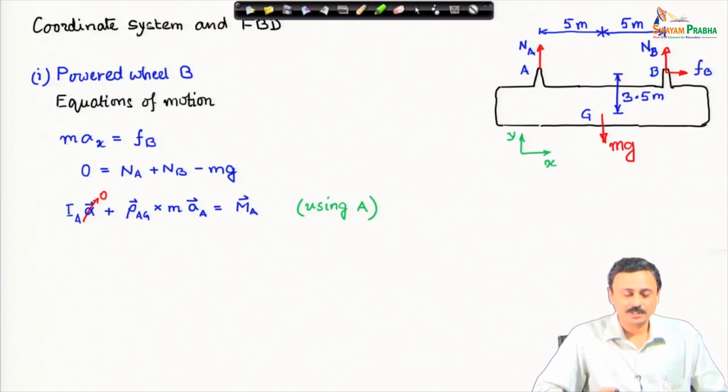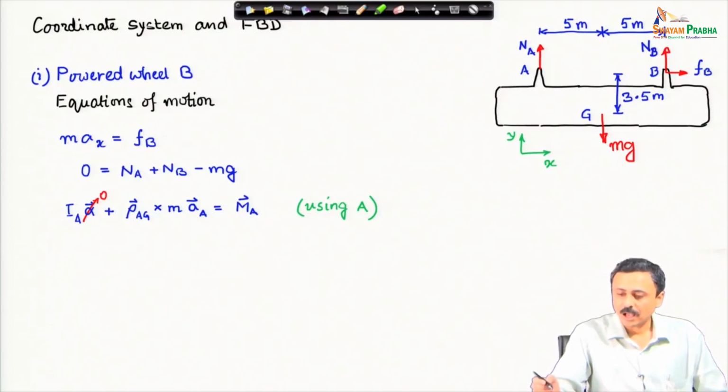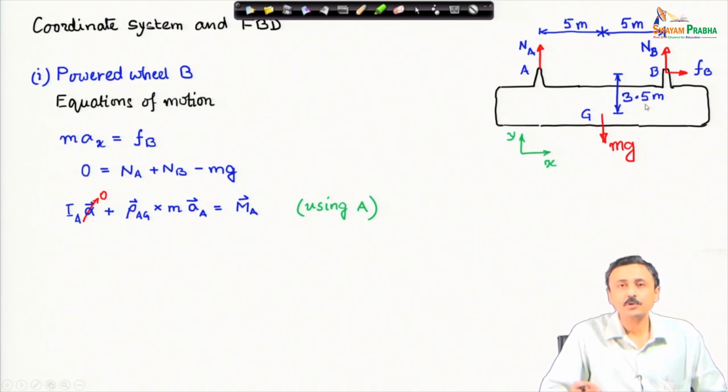The rotational dynamics equation I am writing about point A. Why am I doing that? Because the basic problem here is to find the condition on acceleration so that there is no slip. Slip will occur only at wheel B, because that is the powered wheel. Now, to check that slipping condition, I need the normal force at wheel B and the tangential force at wheel B. The tangential force, which is because of friction, divided by the normal reaction should always be less than the coefficient of static friction.